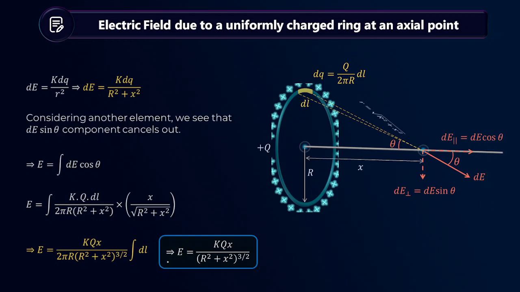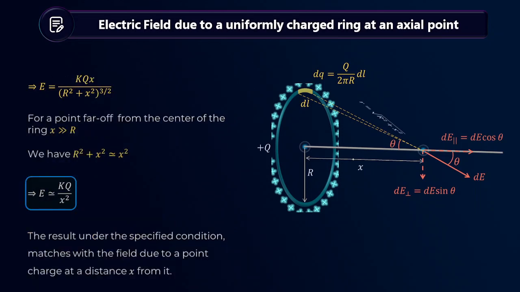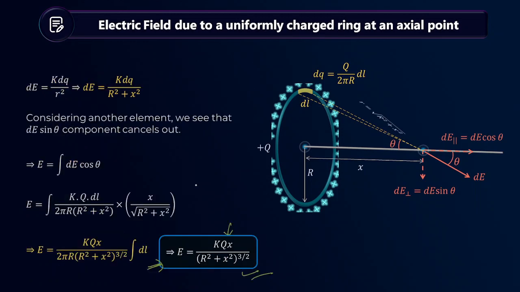So the net electric field that we have is kqx upon r square plus x square to the power 3 by 2. Now direction of electric field is what? It will be along the axis. Put the value of q with sign and it will take care of the direction, right? If it is positive charge, then away from center, negative charge towards the center, right? Now, one more thing, see here, what we have is kqx upon r square plus x square to the power 3 by 2.